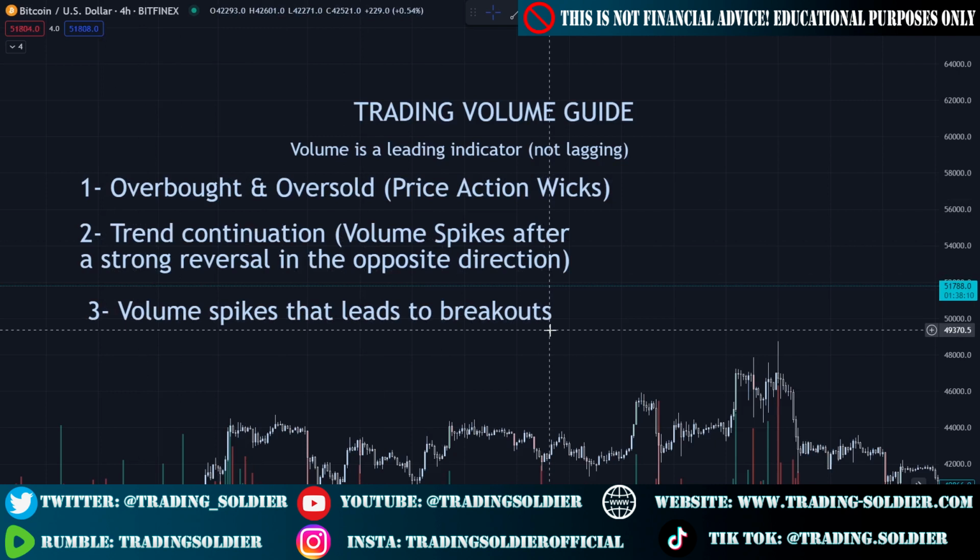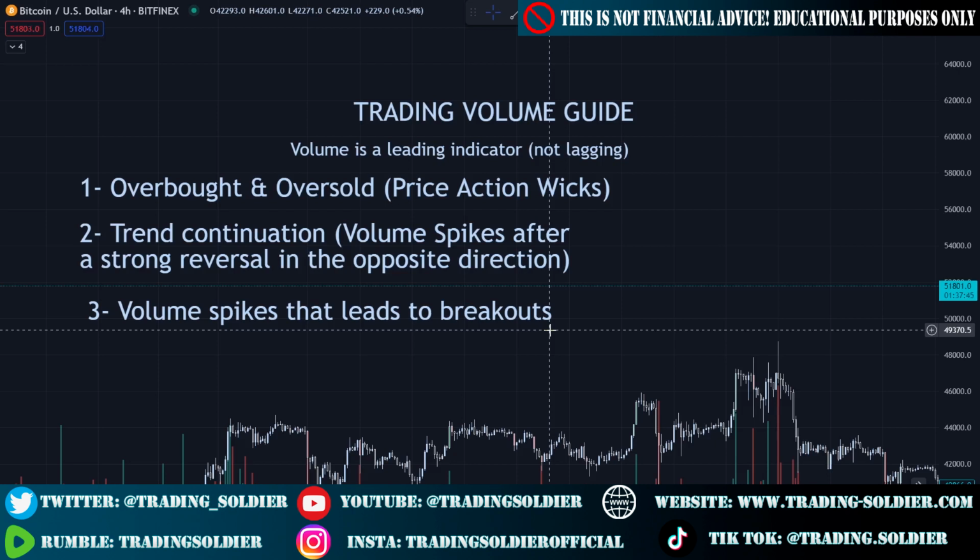And the third scenario is volume spikes that lead to breakouts. Let's say that we have the price at a support or resistance level, and then we see a lot of volume entering, a big spike of volume entering. If we are at a support, a lot of selling volume breaks this support, and if we are at a resistance level, we see big buying volume to break the resistance level, okay?